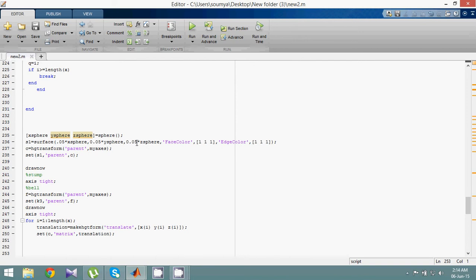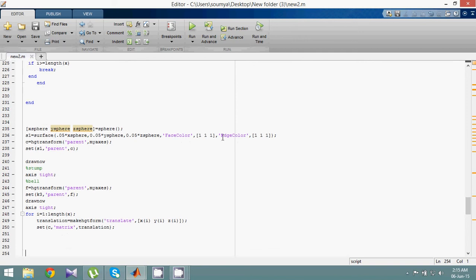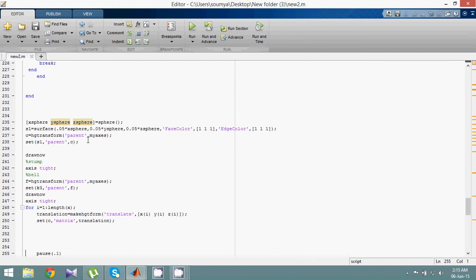I use the same coefficient because x sphere means only 1 meter, right? So I multiply by 0.05 to get 0.05 meter, and I use this on all axes because I want a symmetrical diameter, right? In the x, y, and z directions. So I use this, and that's the face color and edge color of it. And then I use hgtransform. Here's something to be noted. Here my axis, which I used previously, is the parent of C, right? And C is the child of my axis.